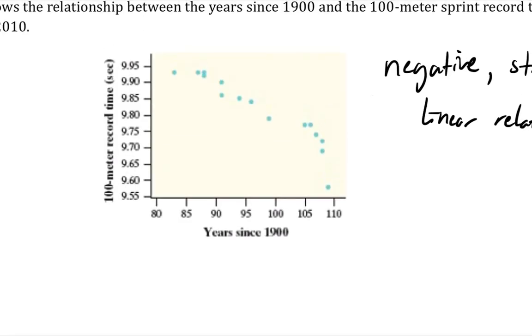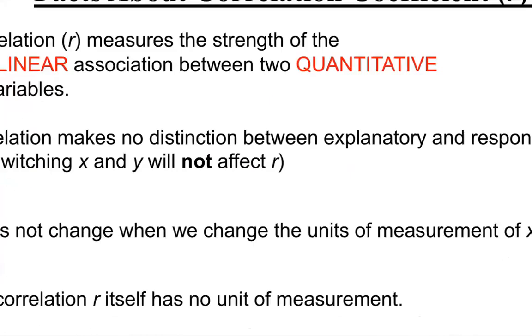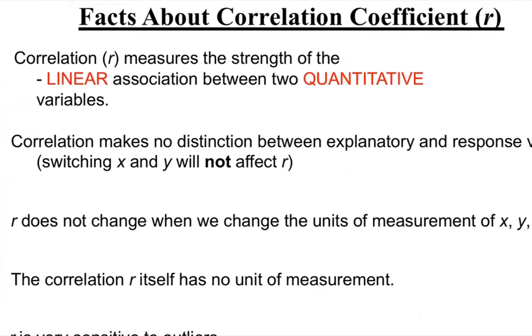This one here, years since 1990, again, years, that's the quantitative variable, that's one of them. The next one is 100-meter record time, sprints, same reason they're going down, as marathons, okay? Okay, so that's what it means by between 2 quantitative variables.